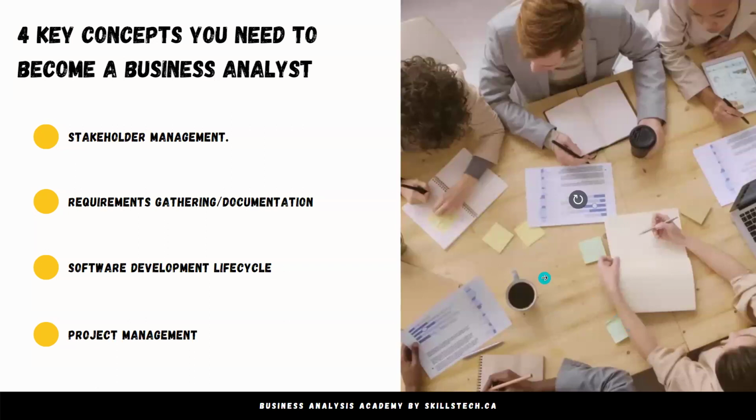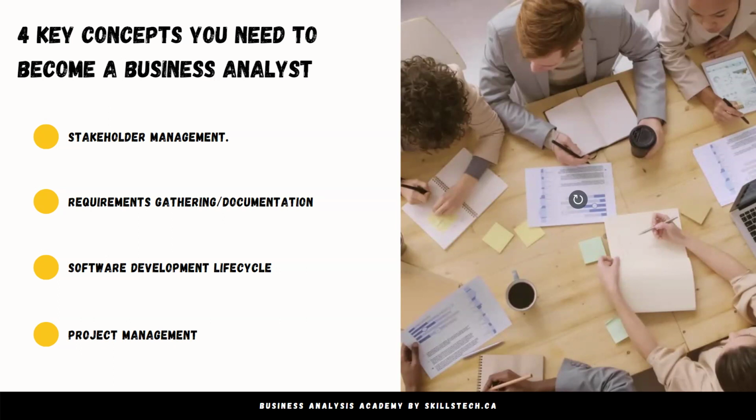Now, what are the four key concepts you need to become a business analyst? Number 1 is stakeholder management. Number 2 is requirements gathering and documentation. Number 3 is the software development life cycle. I'm going to break this down a little bit further. Number 4 is project management. Number 1, stakeholder management. You need to know, who are my stakeholders? How do I communicate with them? How do I analyze them? How do I manage them? How do I make sure that they are satisfied? Everything I've talked about is stakeholder management.